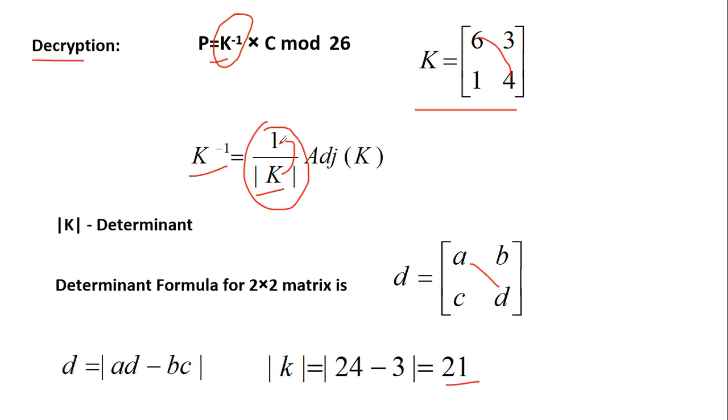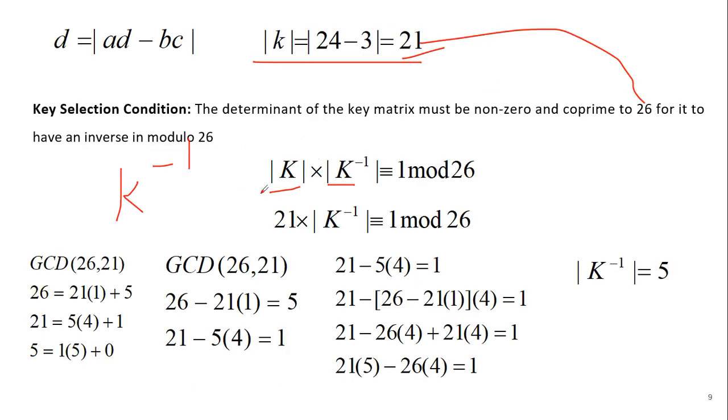This, when it goes to the numerator, it is like this. So don't confuse between these two. This determinant sign is given for clarification. So determinant K into K inverse congruent to 1 mod 26, because this condition is there. Our determinant form is 21. We require to find out the determinant of K inverse congruent to 1 mod 26.